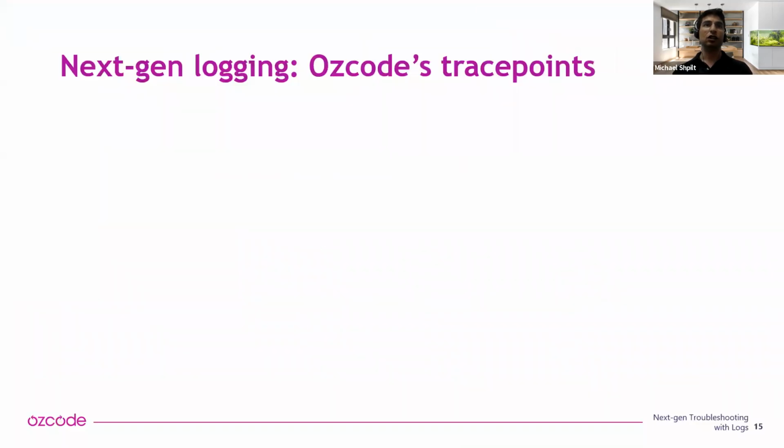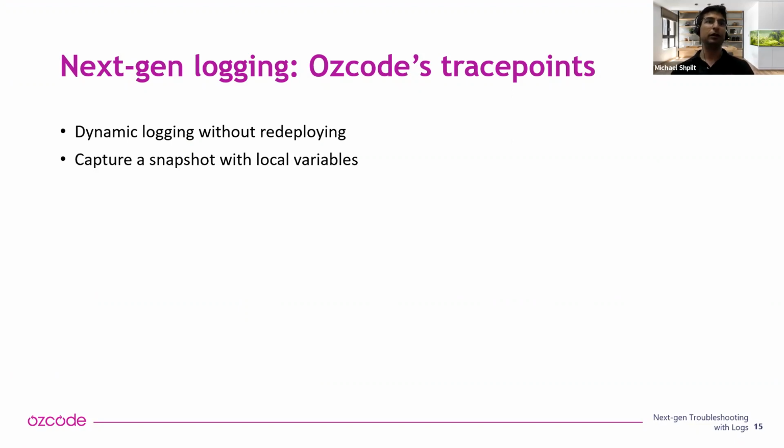All right, so Ozcode's Tracepoints. We basically achieve dynamic logging without redeploying. We can add logs without all that trouble. We capture a snapshot with local variables, so it's actually more than just a log. It's an actual snapshot where you can see all the good stuff you can see in Visual Studio, and pipe tracepoints as regular logs to any logging framework.